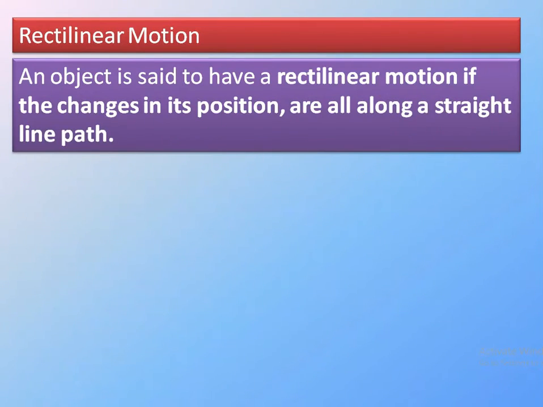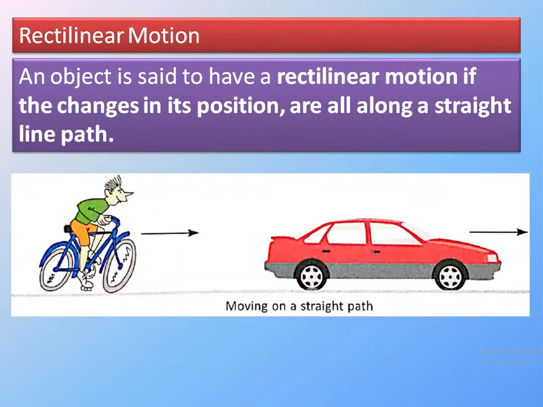Rectilinear motion. An object is said to have a rectilinear motion if the changes in its position are all along a straight line path. This type of motion is rectilinear motion, जिसमें object एक straight path को ही follow करेगा.